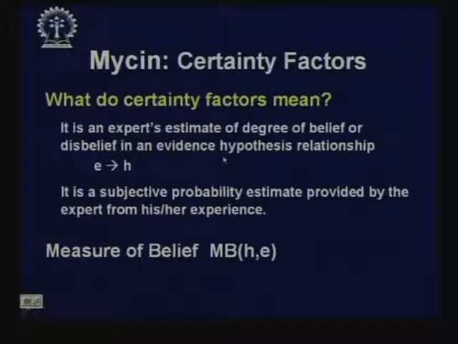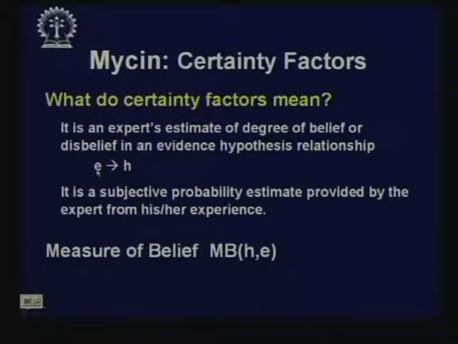What do certainty factors mean? It is an expert estimate of the degree of belief or disbelief in an evidence-hypothesis relationship. We will be dealing with this sort of relationship quite frequently for a while: E implies H. That means, given this evidence E, we can conclude this hypothesis H. H stands for the hypothesis and E stands for evidence.